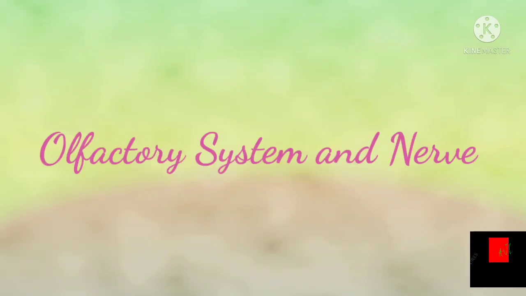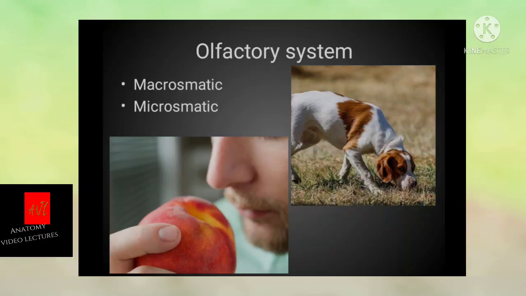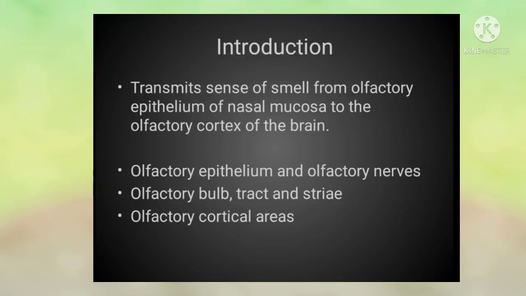Good morning all. Today we are going to learn about the olfactory system and the olfactory nerve. In the case of lower vertebrates and many mammals such as dogs, the sense of smell is highly developed and they are called macrosmatic. In human beings, the sense of smell is less developed, so it is called microsmatic. Introduction to the olfactory system.